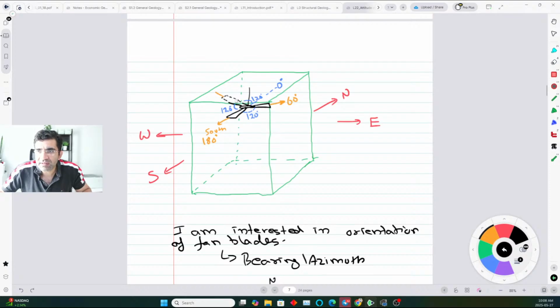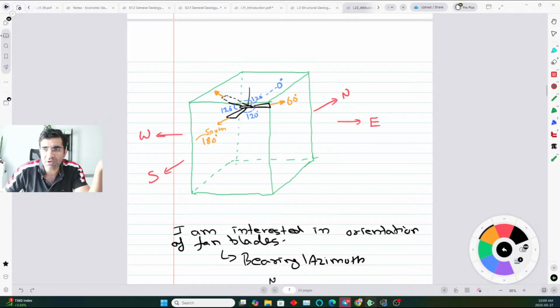What will be the bearing of this blade? What will be the bearing of this other blade? Third blade? 60. Are you sure? So 300 degrees. Basically the whole circle should be 360 degrees. So either it will be 270 degrees. No, it will not even be 270 degrees.